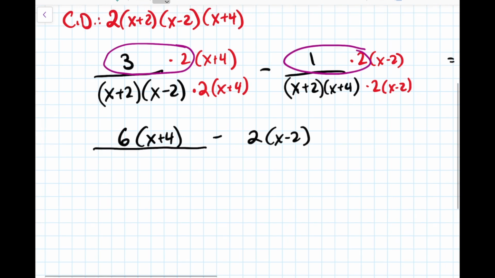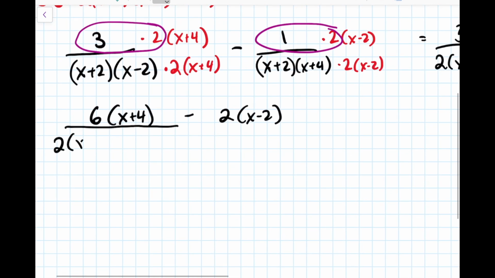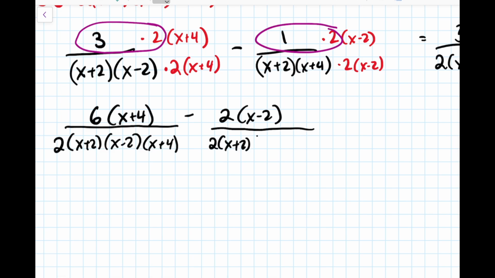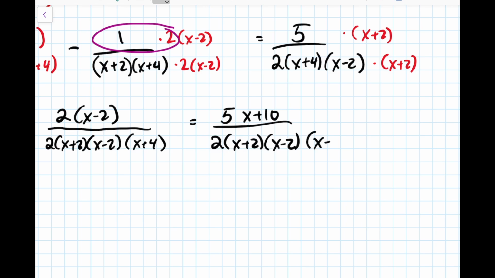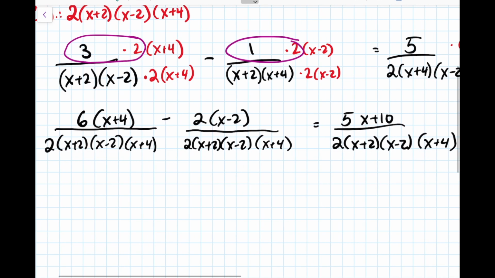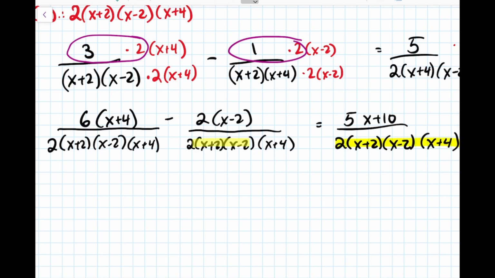And we can't forget our common denominator here. So that's going to be 2 over x plus 2 times x minus 2 times x plus 4 for both of these. And then on the right side of the equation, we've got 5 times x plus 2, which is just going to be 5x plus 10 over 2 times x plus 2 times x minus 2 times x plus 4. So we do still have a little bit of work to do here, but since we've got denominators under all of these and they're all the same, I'm going to cancel these all out now because I really don't feel like having to write those out one more time.